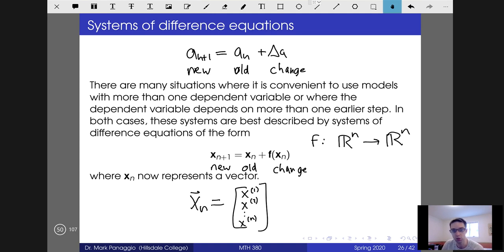Okay, so you put in this current state of the system. You could also potentially have time dependence there as well, although we won't look at many examples of that. But the output then needs to be the change in each of those individual variables. All right, so let's look at an example of this.